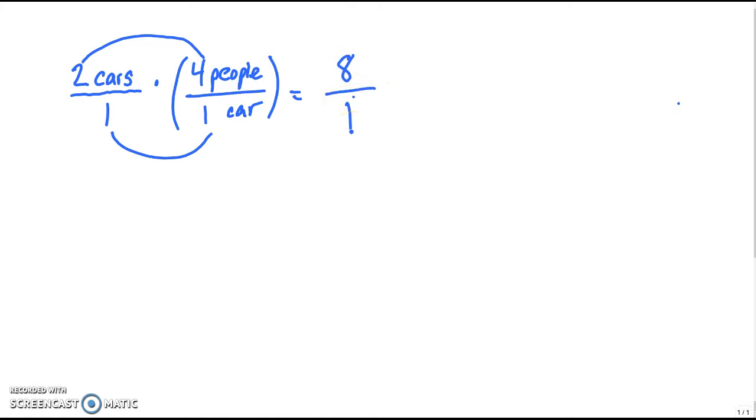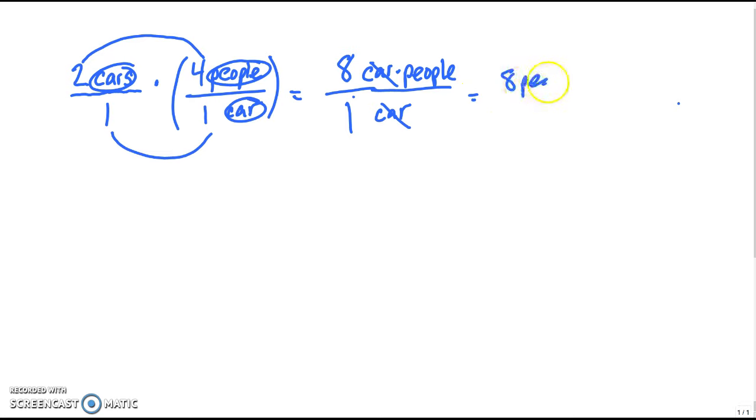I can't ignore the units. I have to multiply cars by people, and so that's going to be a car times a people. Well, that's weird. And down below, I have a car still down in the denominator. Well, that car cancels that car, and this leaves 8 people over 1, which we know we can just think of as 8 people.